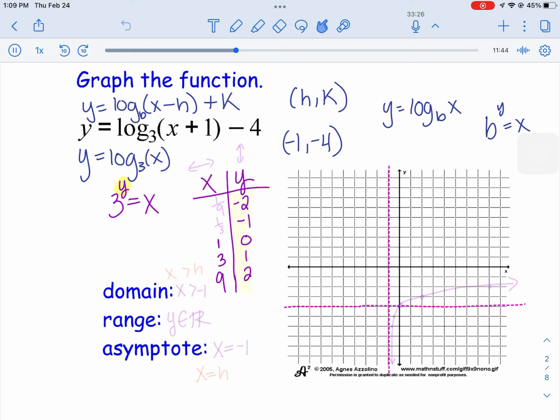So the asymptote for this one is always x equals h, and the domain is always x greater than whatever your h value was. In the previous ones, it was y equals k. And then it could be greater than or less than for exponential, because it depends on if it opened up or down for a range.